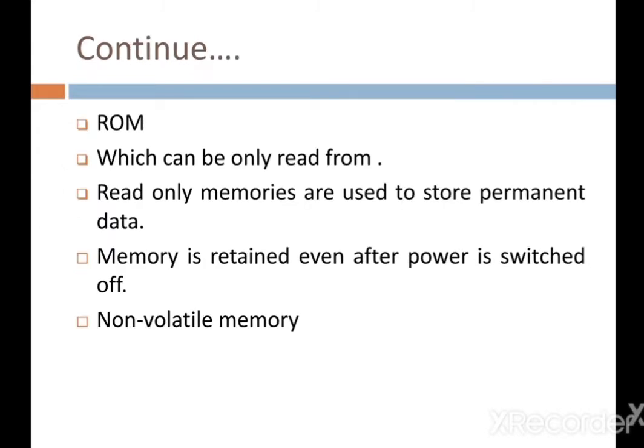Next, ROM. So what is the full form of ROM? ROM means read only memory, which can be used for reading only. Read only memories are used to store permanent data. In this memory, data is retained even after power is switched off. That's why this memory is called non-volatile memory.